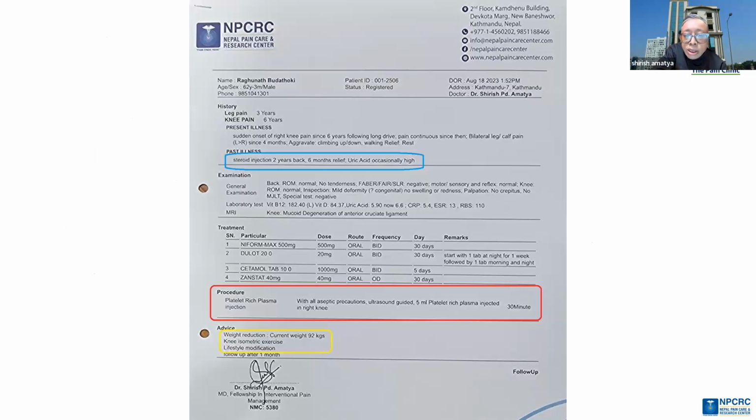Okay, so this is the case history of the patient. If you see in the blue color, he had already had two steroid injections 2 years back, which provided him 6 months of relief. On the same day, we did a platelet-rich plasma injection under ultrasound guidance, as his inflammatory markers were all normal. We also focused on weight reduction, isometric exercise, and lifestyle modification.